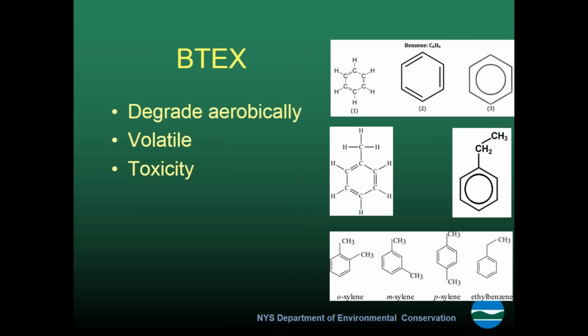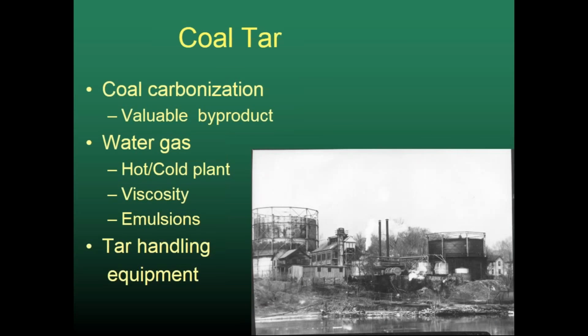These certainly are toxic chemicals, particularly benzene. That's one of the earlier, better studied toxicological profiles. So that's just touching on petroleum. Now I want to talk about coal tar, which is another significant source of organic chemicals.